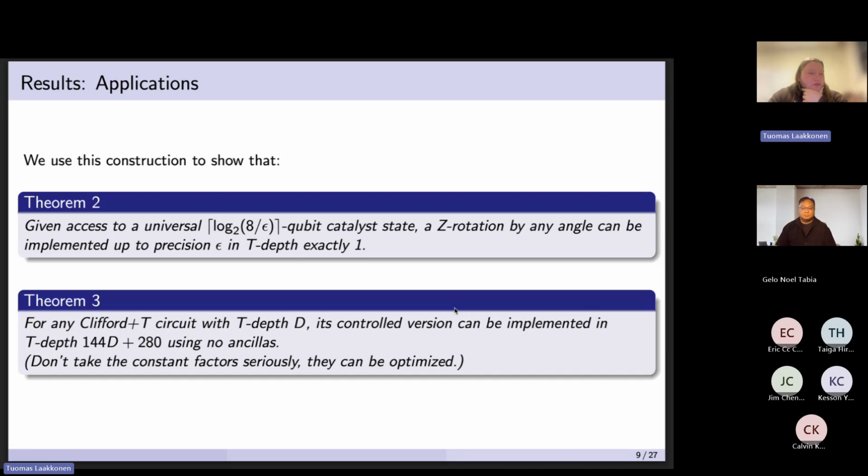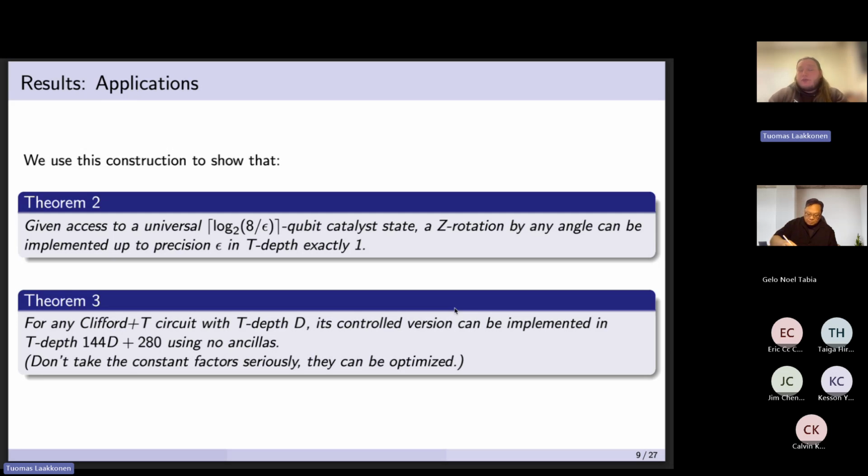The first one, and I think maybe more interesting, is that if you prepare this universal catalyst state, then if I want to implement a small angle rotation up to precision epsilon, I can prepare a catalyst state of size big O of log 1 over epsilon, and then use that to implement that Z rotation in T depth exactly 1, so as parallel as possible. This means that from the point of view of T-depth, there's no difference between doing one T-gate and doing any Z rotation. A T-gate is just a Z rotation by pi over 4. They're kind of the same from this perspective.